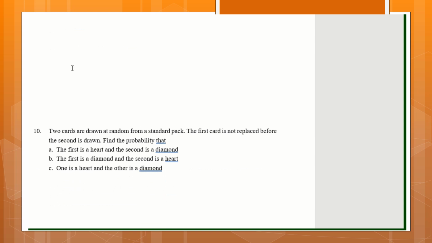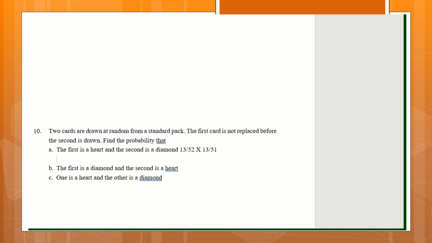Again, we are talking about cards here. 2 cards are drawn at random from a standard pack. The first card is not replaced before the second is drawn. Okay, I'll do this with you. The first is a heart and the second is a diamond. So the first is a heart, 13 out of 52, times diamond. Diamond we didn't touch, right? 13 out of 51. Okay, the second one. The first is a diamond.